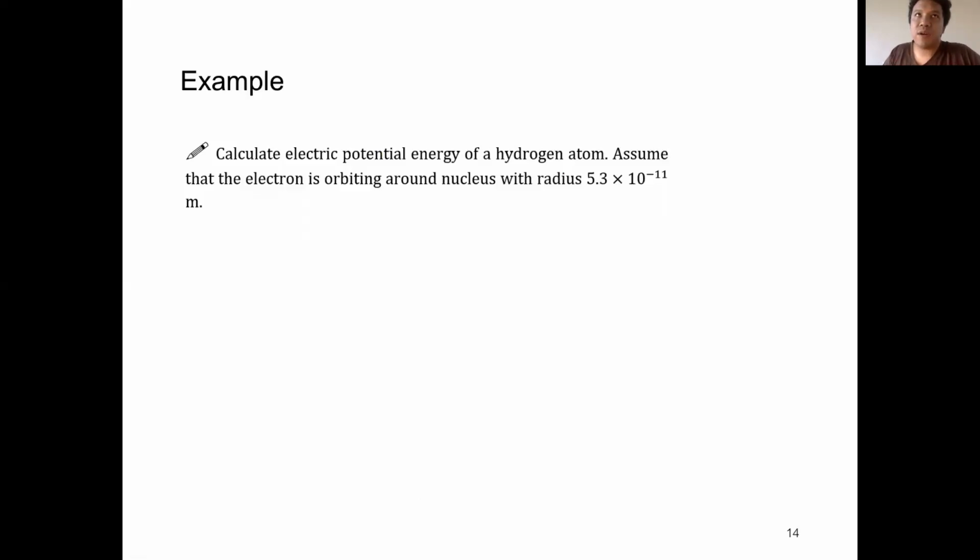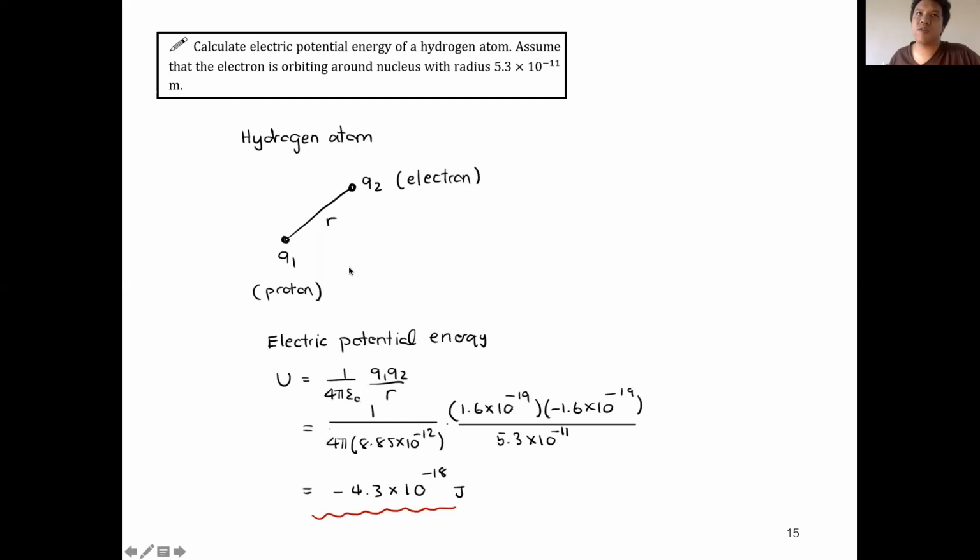The next application is to calculate the electric potential energy of a hydrogen atom, having an electron orbiting around the nucleus, which is the proton. For hydrogen atoms, we have an electron and a proton, which have negative and positive charge. The thing to remind you is that the negative charge for the electron is minus 1.6 e, let's say.